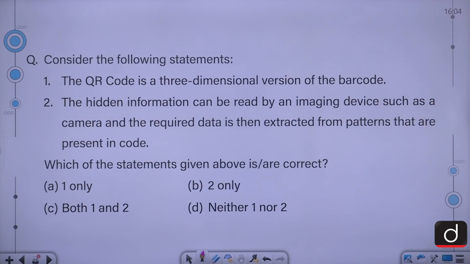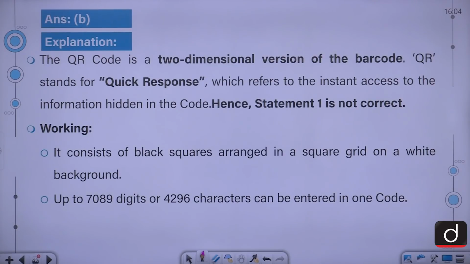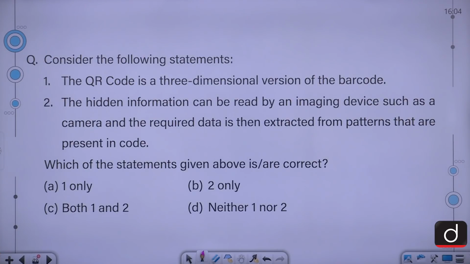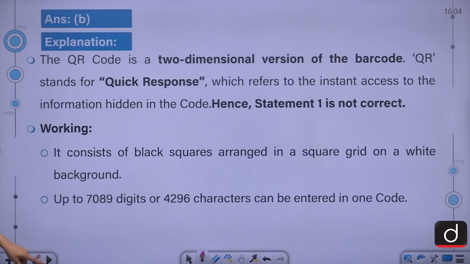Consider the following statements. The QR code is a 3-dimensional version of the barcode. The hidden information can be read by an imaging device such as camera, and the required data is then extracted from patterns that are present in the code. Which of the statements given above is or are correct? 1 only, 2 only, both 1 and 2, neither 1 nor 2. The correct answer to this question is B, that is 2 only. Only the second statement is correct.